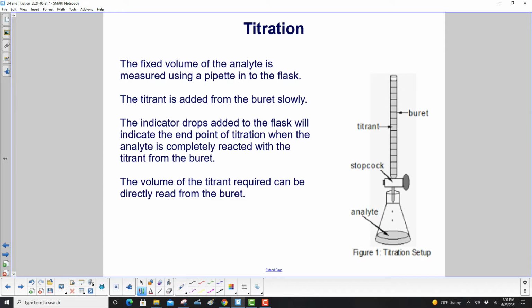The fixed volume of the analyte is measured using a pipette into the flask. The pipette pours the analyte in there. The titrant is added from the buret slowly. The indicator drops added to the flask will indicate the end point of titration when the analyte is completely reacted with the titrant from the buret. The volume of the titrant required can be directly read from the buret. See, you got all these marks there?